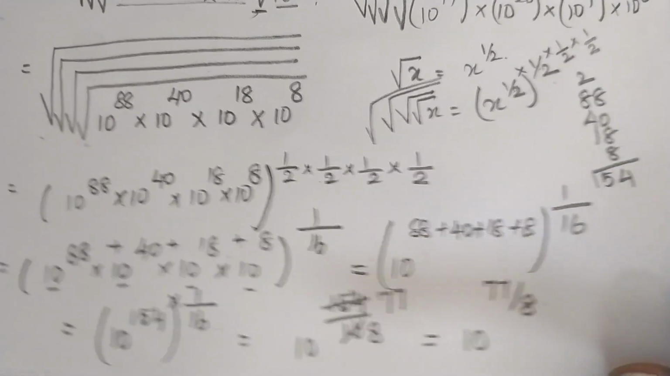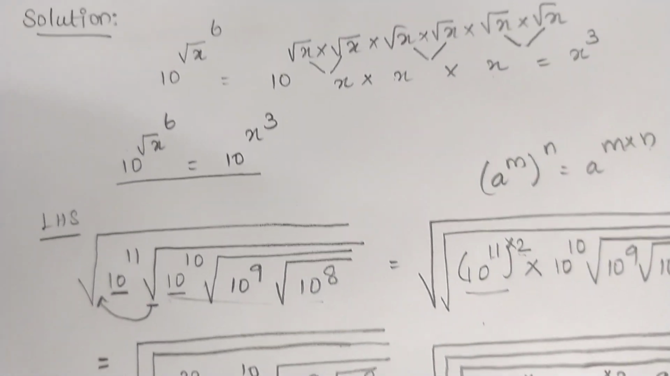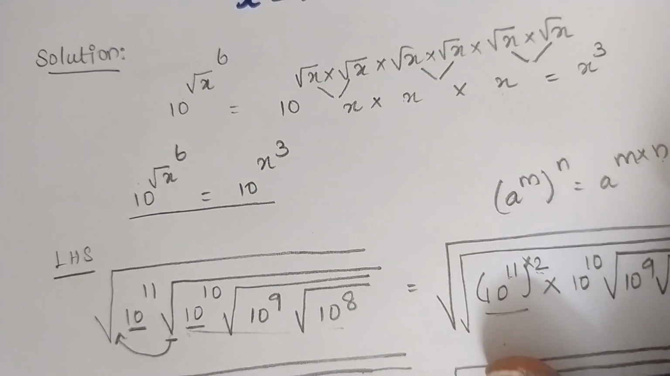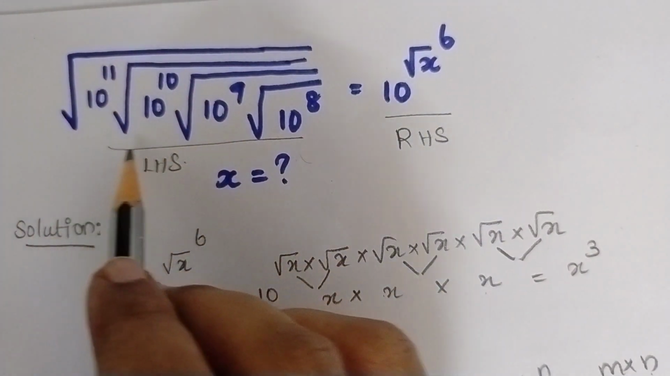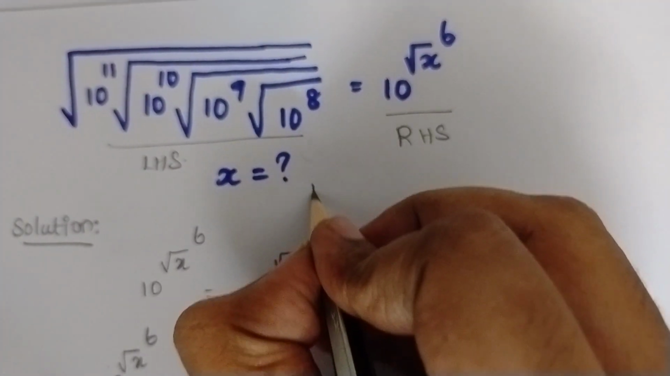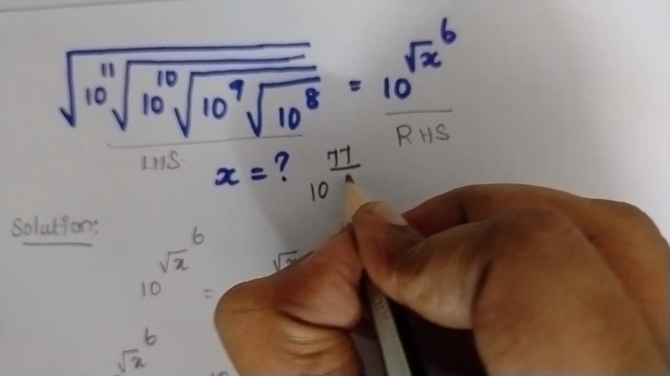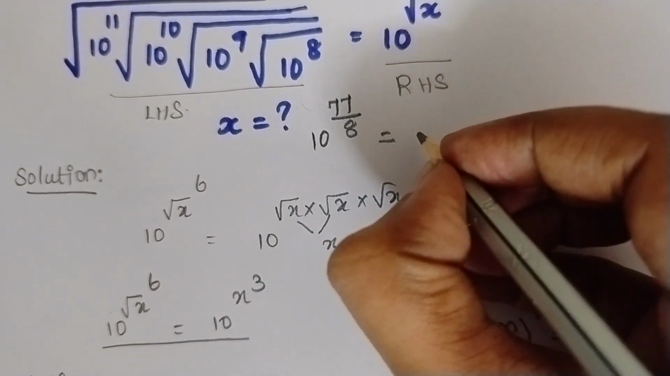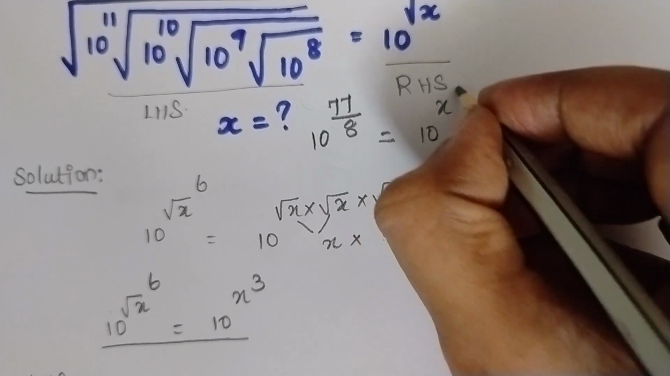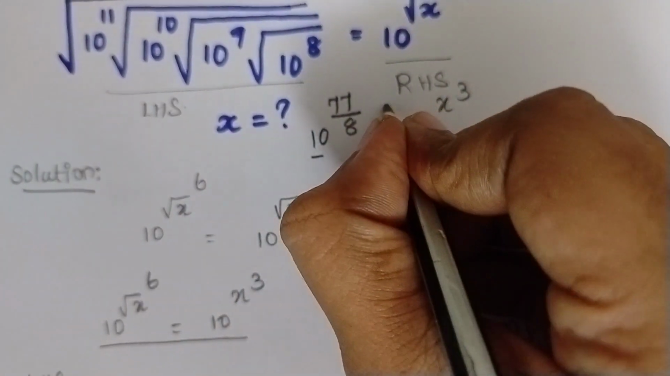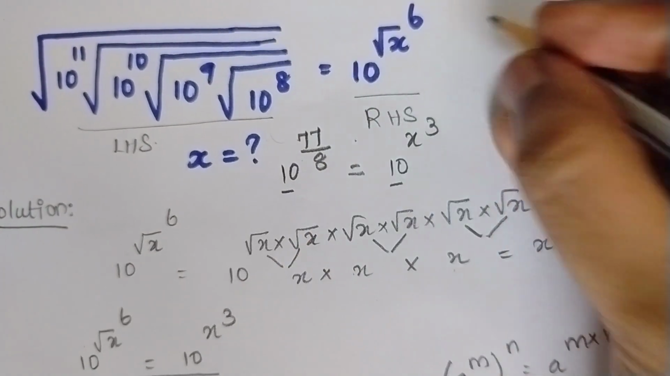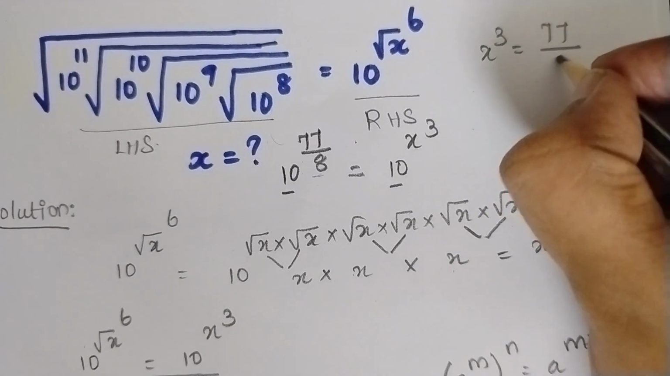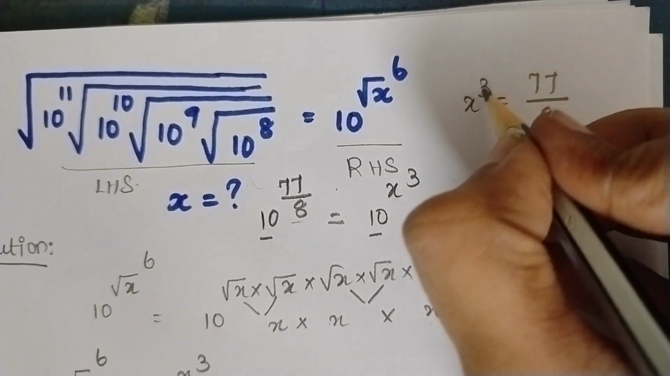So, now if you see the RHS, what we have here in RHS is 10 power x cube. So, just substitute these two values. Now, if you see here, this term is equivalent to 10 power 77 divided by 8, which is equal to what we found in RHS, 10 power x cube. So, if the base is equal, then the power must also be equal. So, therefore, x cube is equal to its power, which is 77 by 8.